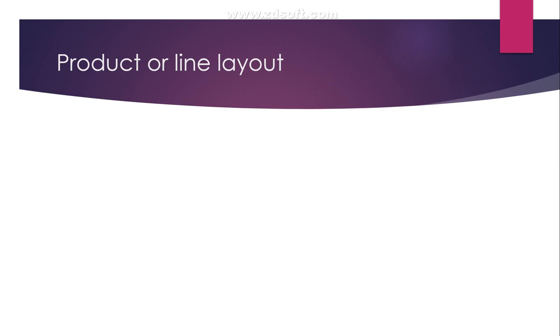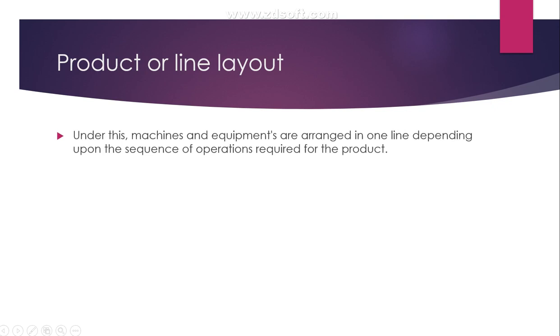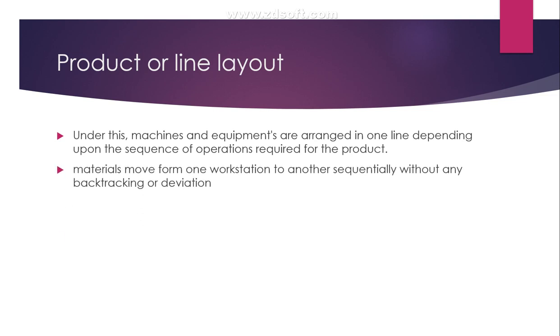This is the layout which is designed using the machines and equipment, arranging them in one line depending upon the sequence of operations required for the product. The design of the layout is derived by arranging them sequentially, according to how the operations or the conversion process is required for any specific product. The materials move from one workstation to another sequentially without any backtracking or any deviations.